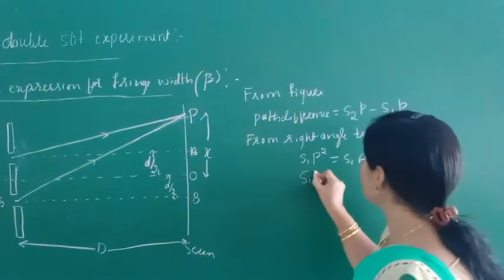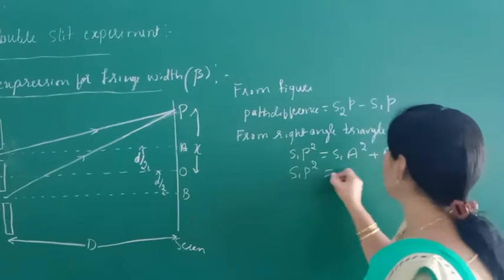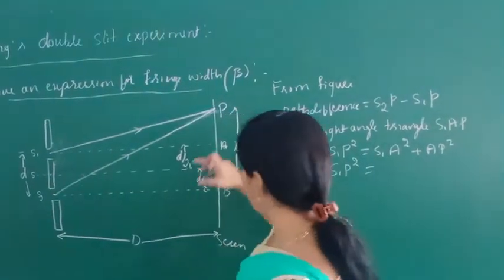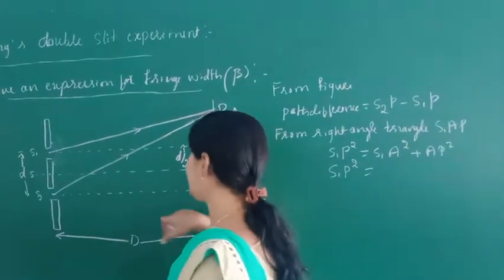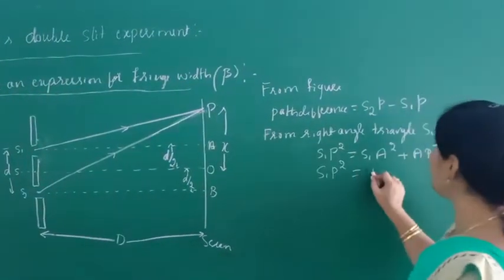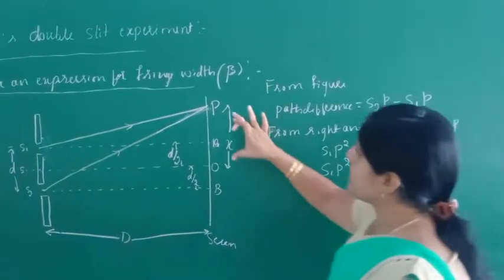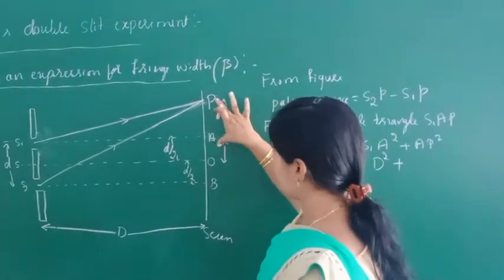Then S1P square is equal to, from the figure, S1A square plus AP square. What is S1A? S1A is nothing but the distance between the screen and the slit, that is capital D. So S1P square becomes D square plus AP square. This is the distance AP.